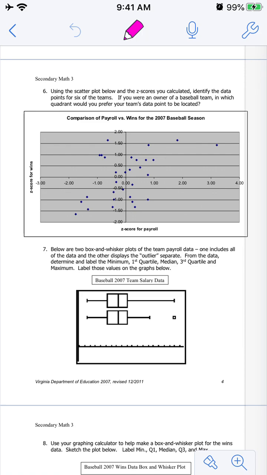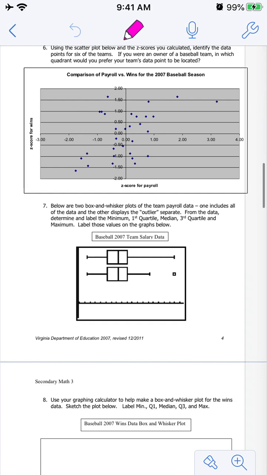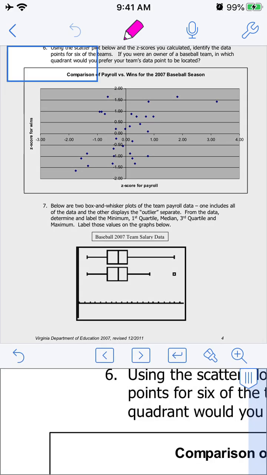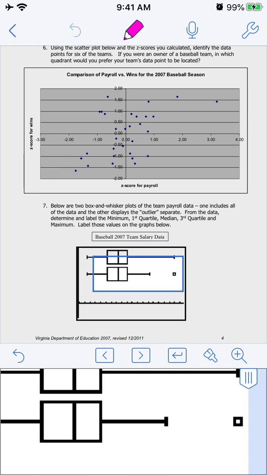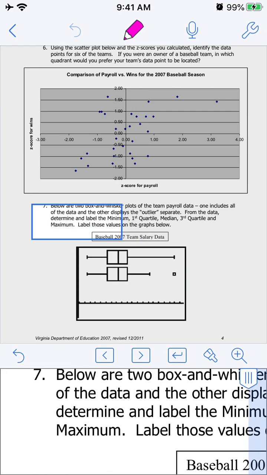6 is talking about box plots. So we're looking at this kind of statistics graph here, right? And then right below it, you're going to see 7. 7 is talking about a box plot. A box plot is a throwback to Secondary Math 1, so we're going to refresh it real fast. We're just going to do 7 together.